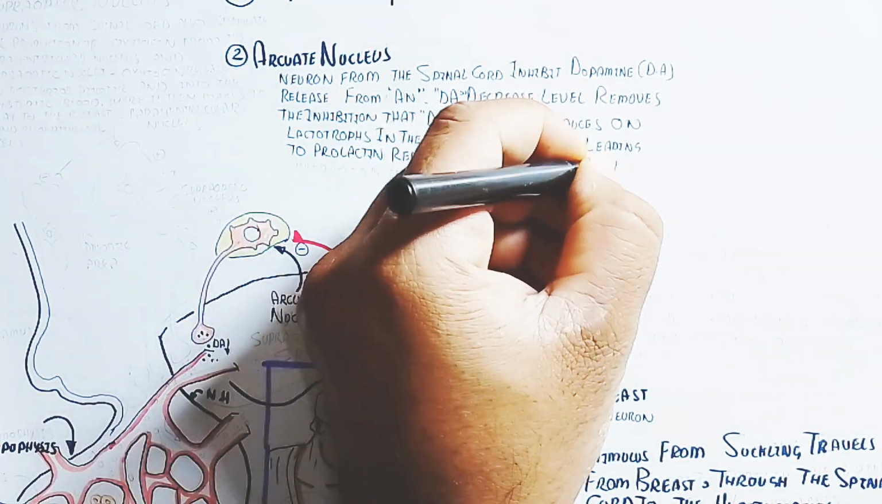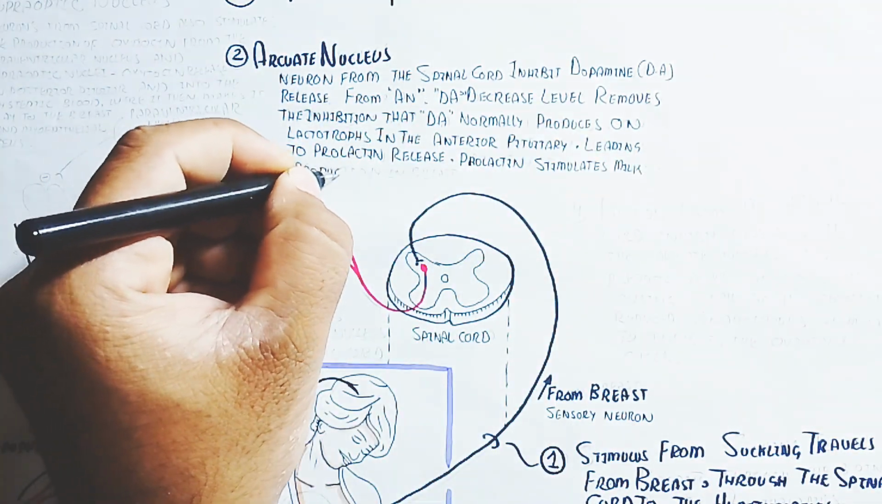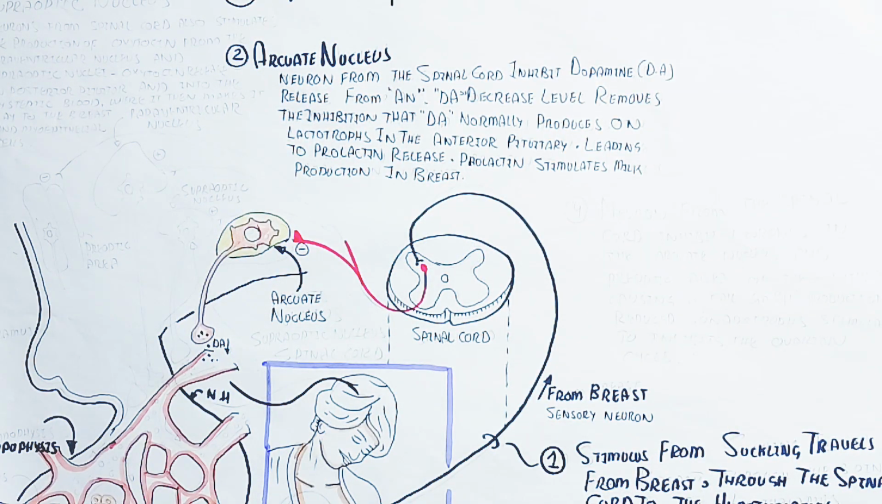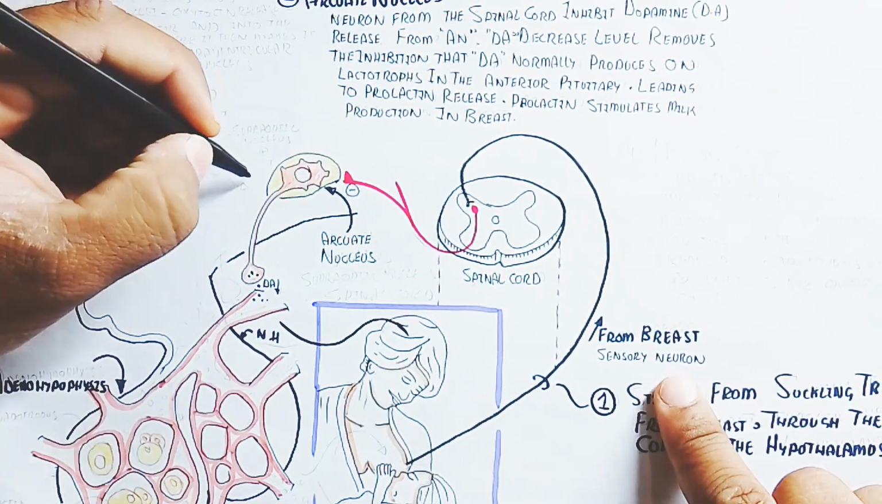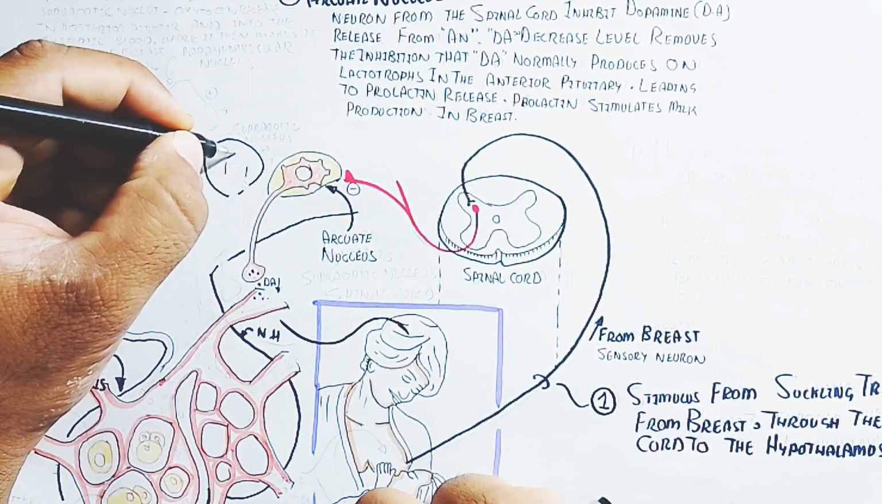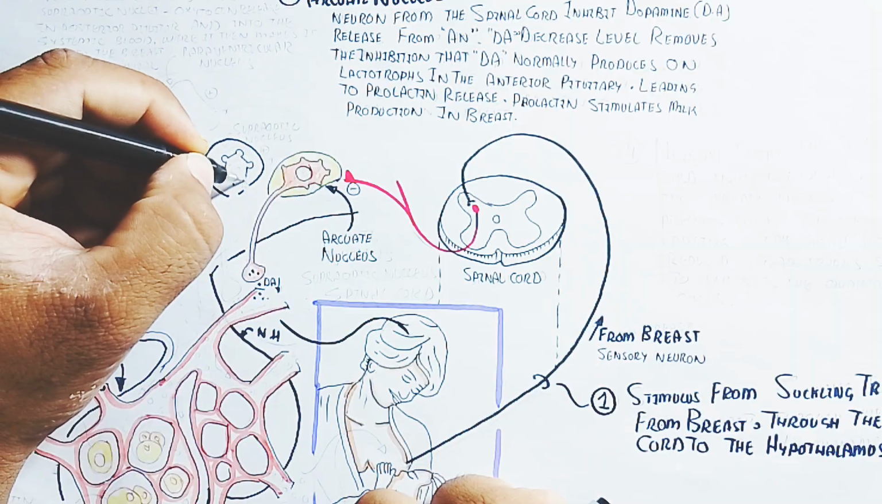So in this way, the prolactin will increase due to the dopamine decrease, and prolactin stimulates the milk production in the breast. So the milk will be produced from the breast due to the prolactin, not dopamine. So dopamine should be decreased for the production of prolactin and oxytocin.